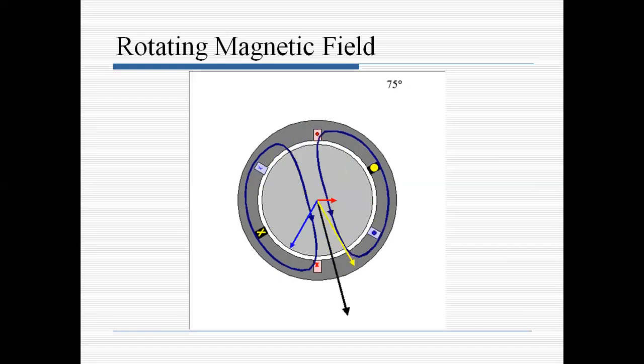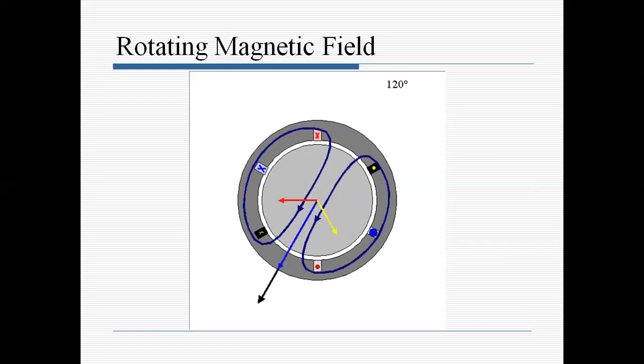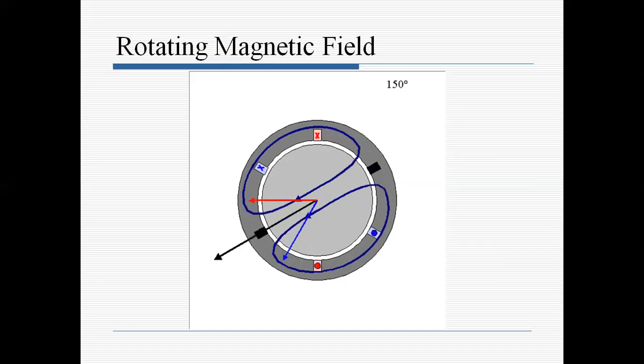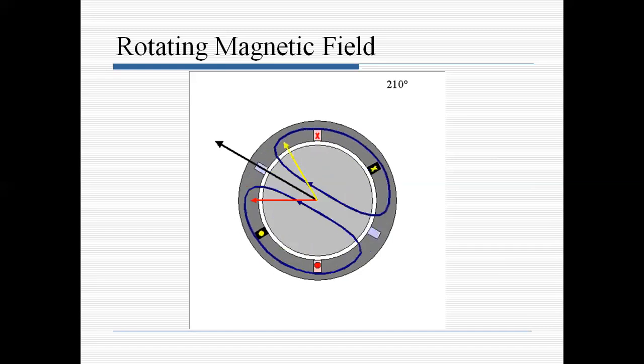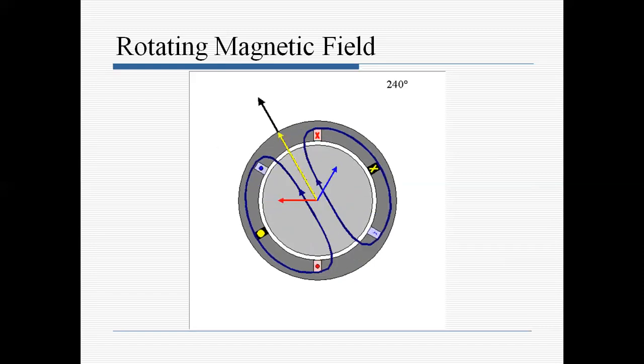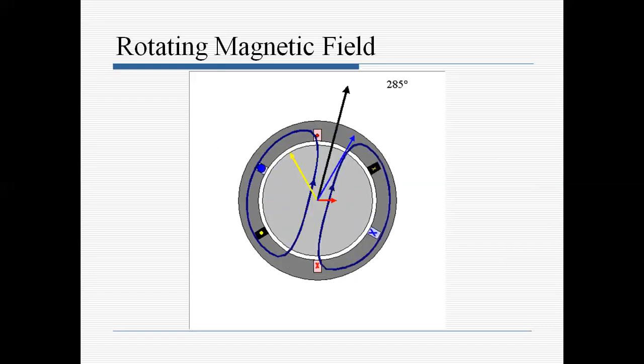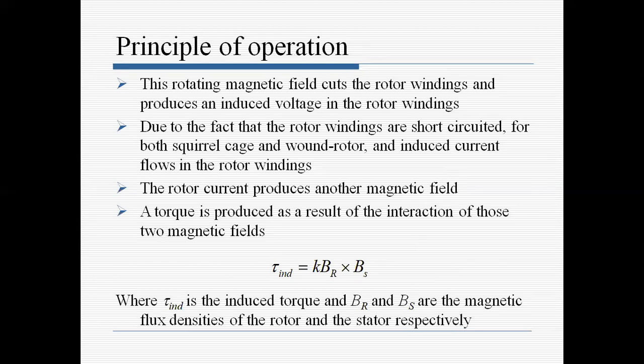For each cycle of the alternating supply, the fundamental flux completes one cycle. At the same time, the resultant flux also completes one cycle. As I already told, the rotating magnetic field cuts the rotor windings and produces an induced EMF in the rotor windings, according to Faraday's laws of electromagnetic induction. Since the rotor windings are short circuited, for both the squirrel cage rotor and the wound rotor, a current is induced.